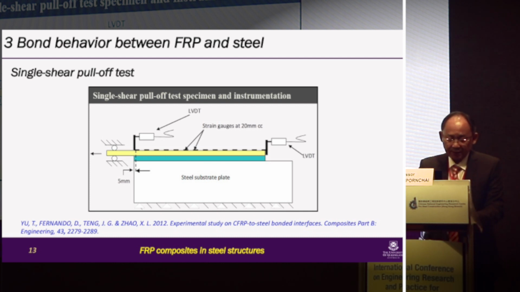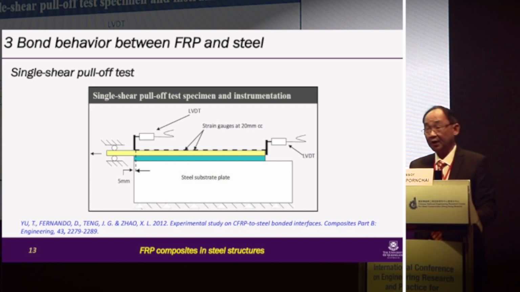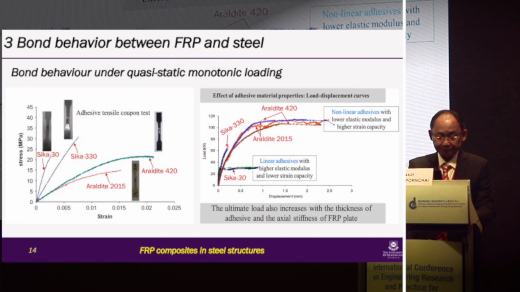We need to understand the effect of different adhesive mechanical properties on the bonded behavior of the FRP steel bonded joint. To do this, we use the test method called the single shear pull-out test, which is often used to study the bond behavior of FRP to concrete and FRP to steel bonded joints. With a strain distribution along the bonding length, the bond-slip relation can be obtained.